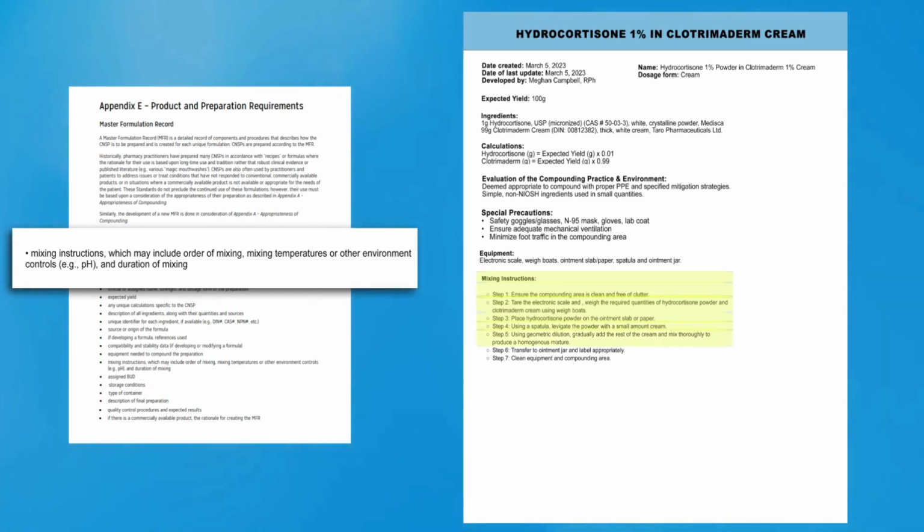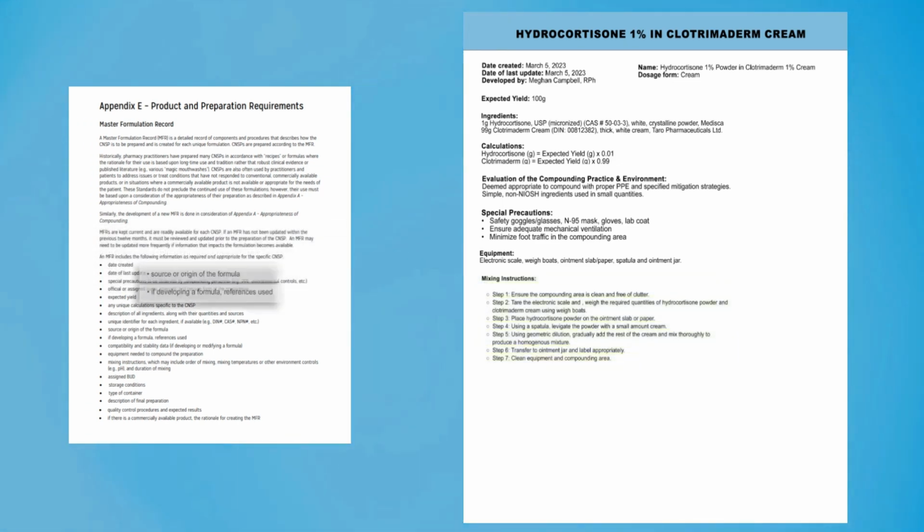Step 5. Using geometric dilution, gradually add the rest of the cream and mix thoroughly to produce a homogeneous mixture. Step 6. Transfer to ointment jar and label appropriately. And finally, Step 7. Clean equipment and compounding area.